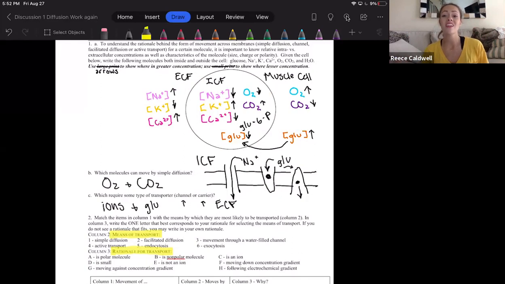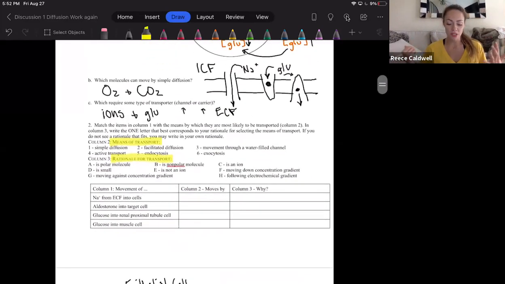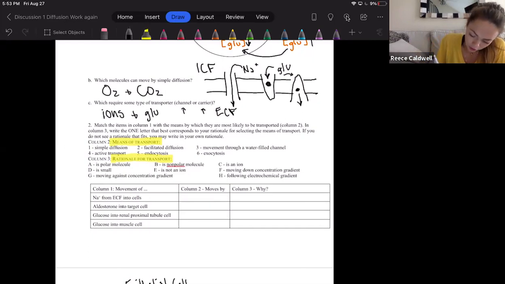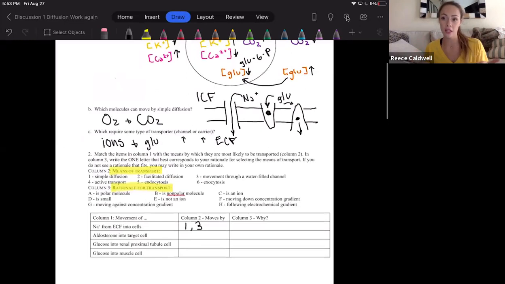However, sodium is a charged molecule. It has that plus, that positive sign next to it, Na+. That means it is a charged molecule. And charged molecules cannot move by simple diffusion. They're going to need some type of help. So what we see is that sodium is going to move from the extracellular fluid into the cell by facilitated diffusion, through some type of water-filled channel. We're going to need to open that sodium channel, as I drew up here, to let that charged molecule inside.